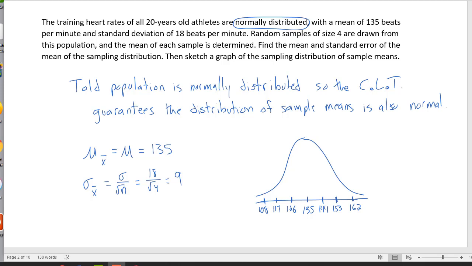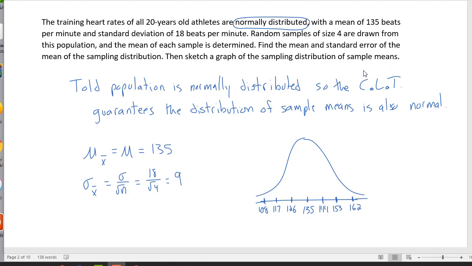So first of all, how do I know that my sampling distribution of sample means is going to be normal? Well, part 1 of the Central Limit Theorem says if our population is known to be normal, then our distribution of sample means will be normal for any size n. So we're told here that the distribution of the population is normal. So even though we have sample sizes of 4, which isn't more than 30, we still know the distribution of sample means is normal because the population is normal.